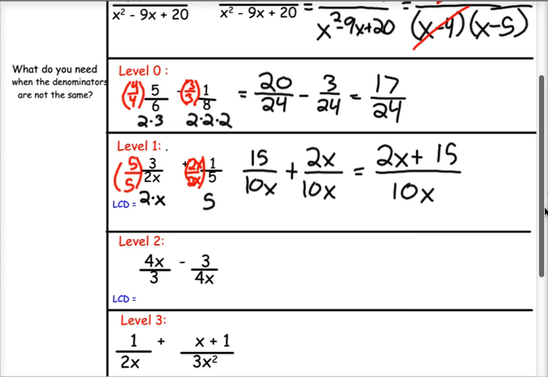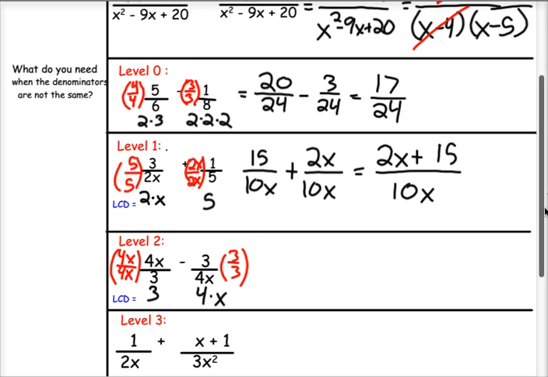All right, let's look at our level 2 problem. So again, it may seem a little bit silly in this case, but it'll help you later on. So the 3 is just 3. 4x is 4 times x. So what is the 3 missing? Well, the 3 is missing 4x and 4x. All right, so again, you multiply what it's missing by top and bottom. Now, what about the 4x? Well, the 4x is missing a 3. So you multiply top and bottom by 3.